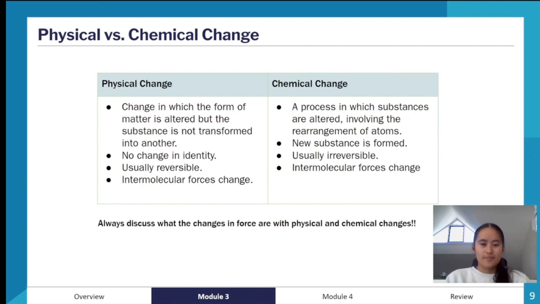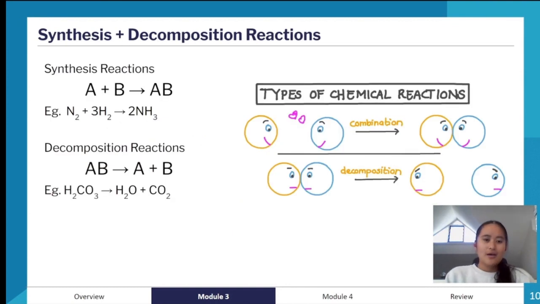So that's that. When you talk about physical or chemical changes, it's important to talk about the changes in force. So keep that in mind when you're talking about physical and chemical change and when you're thinking of reactions. So the first part of the syllabus is talking about different reaction types, I guess.